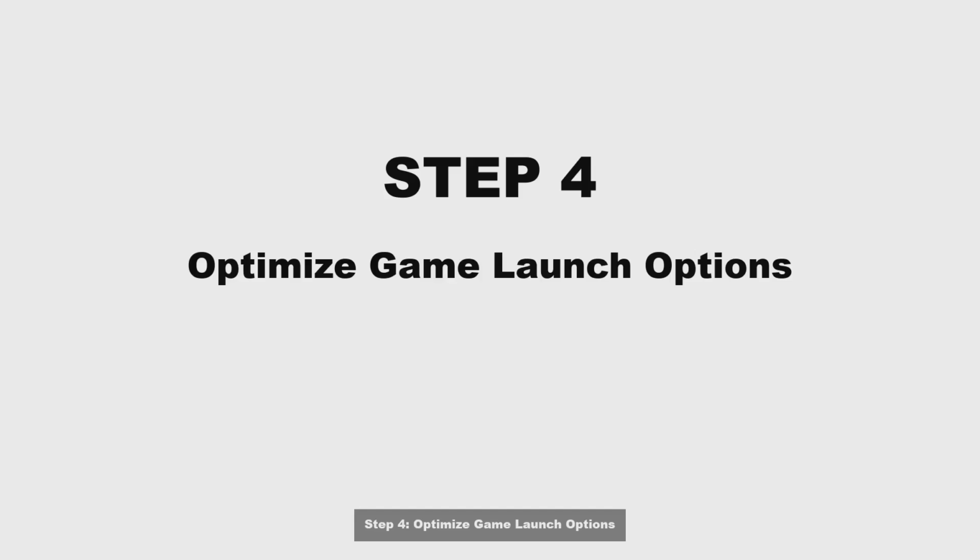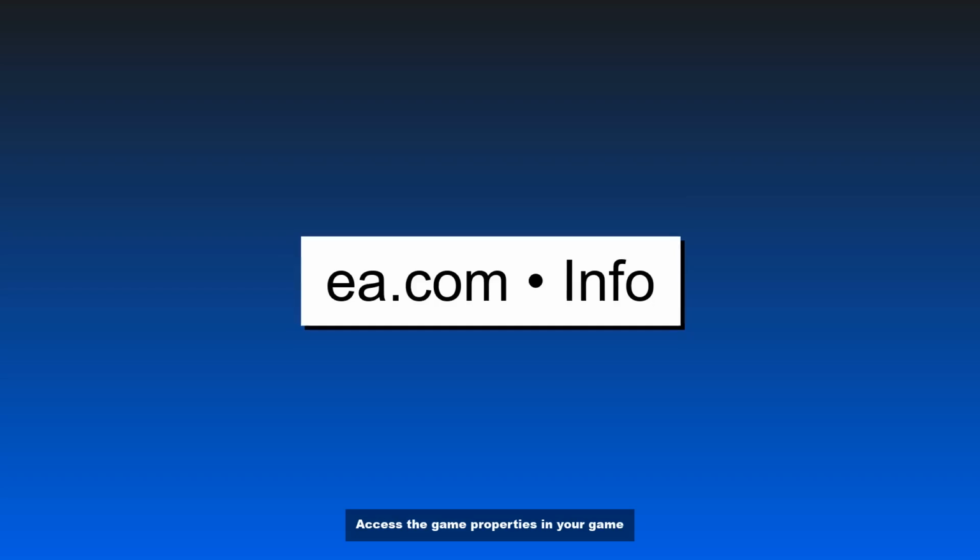Step 4. Optimize game launch options. Access the game properties in your game launcher like Origin or Steam and add launch options to optimize performance. Common options include -novid to skip the intro video and -high to prioritize the game process.